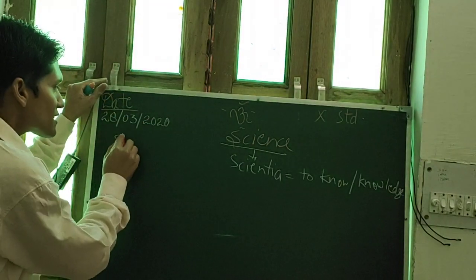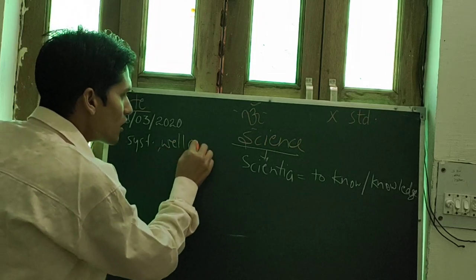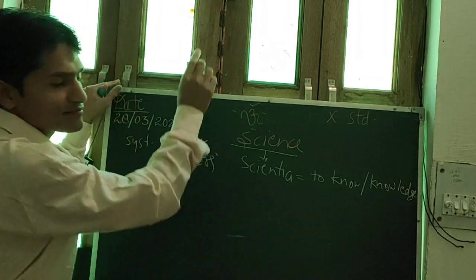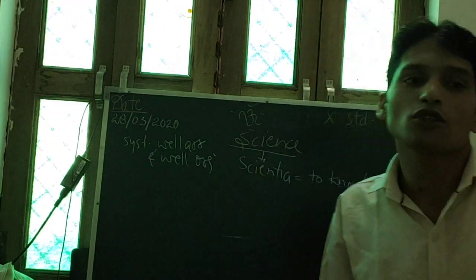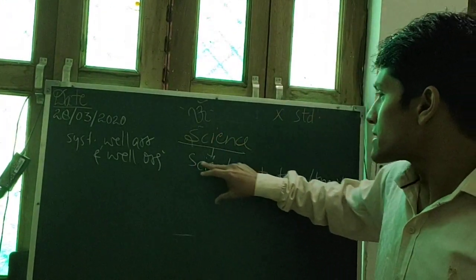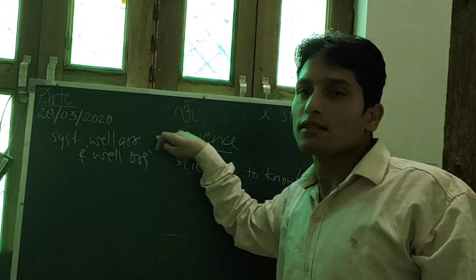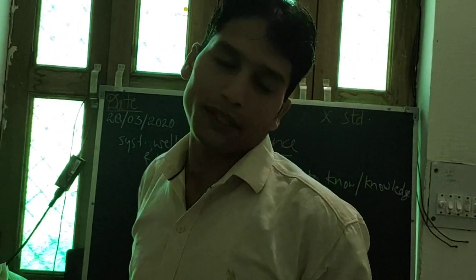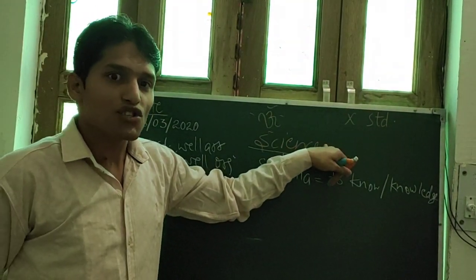Science is the systematic, well arranged and well organized knowledge of a particular subject or topic. Science is not only about physics, chemistry and biology.